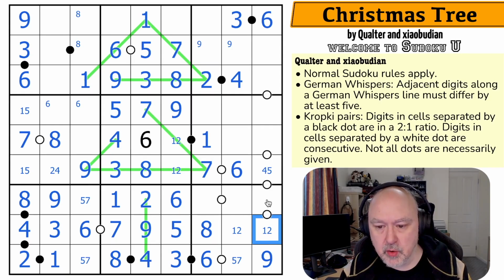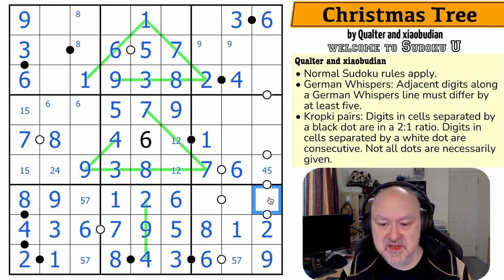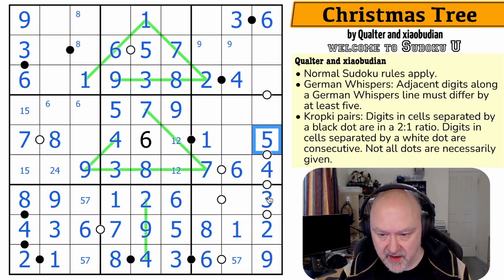If this is 1, it'd go 1, 2, 3, and it can't do that. So this is the 2, this is the 1, and this can't go down. 2, 1, 0, minus 1 doesn't work. So it's 2, 3, 4, 5. Bingo.